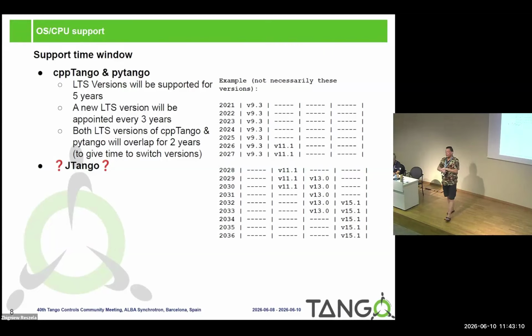But we guarantee that there will be an overlap, new LTS release, old LTS release of 2 years. We also agreed on that already in Giulianova last year. The question is, can we integrate JTango into this? Can we somehow fold JTango in and give our user base guarantees about their releases?